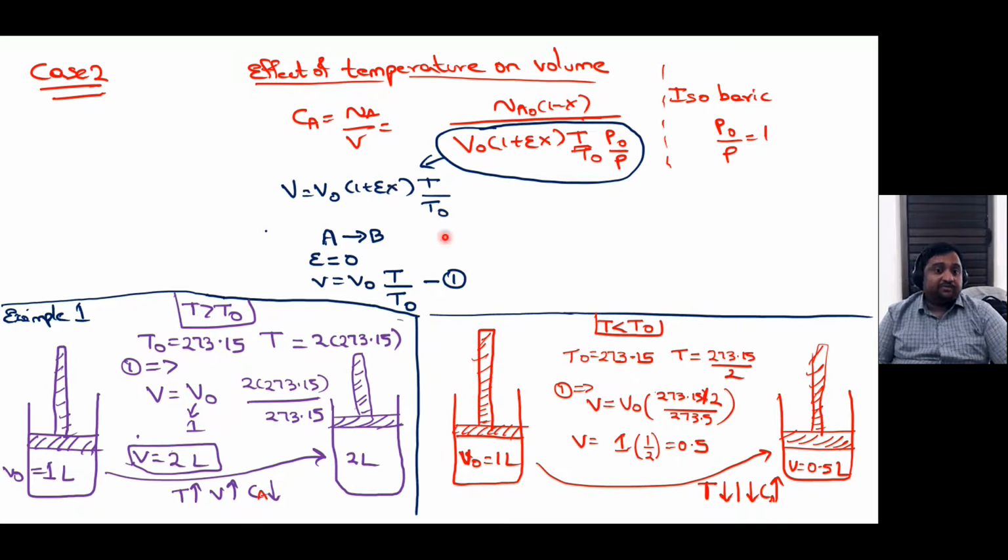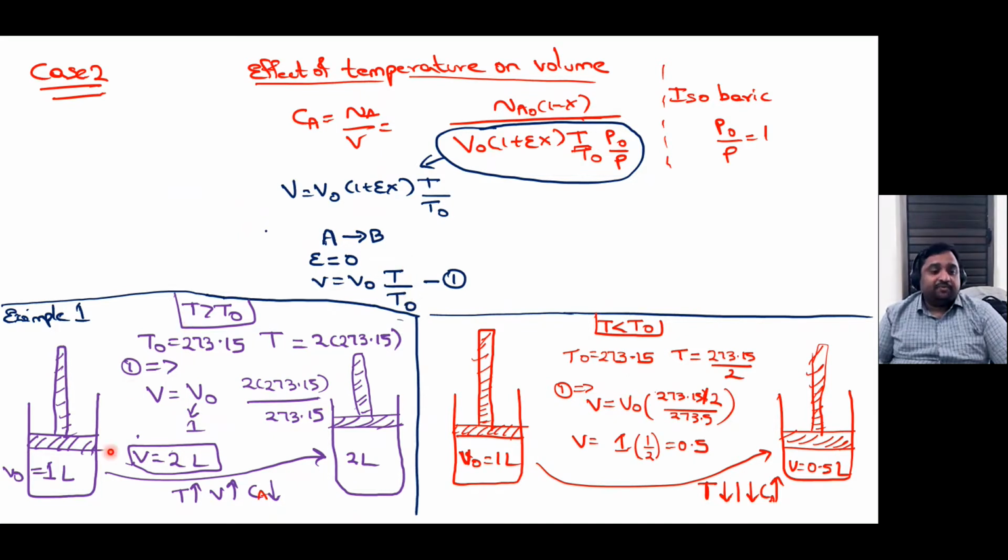In such cases, the volume V is equal to V0 into 1 plus epsilon x into T by T0. Consider the reaction A gives rise to B. What is happening here? Epsilon is equal to 0. Why? Because the initial moles are equal to the final moles, epsilon is equal to 0, so epsilon x is equal to 0. Finally, V is equal to V0 into T by T0, where T is my final temperature and T0 is my initial temperature.